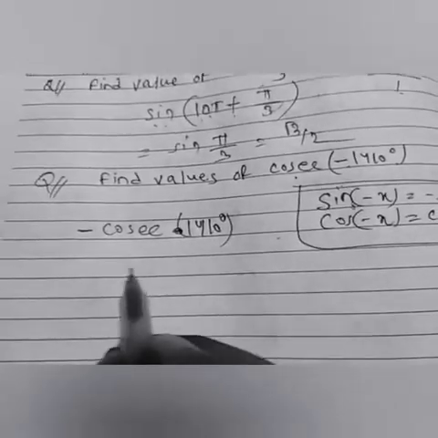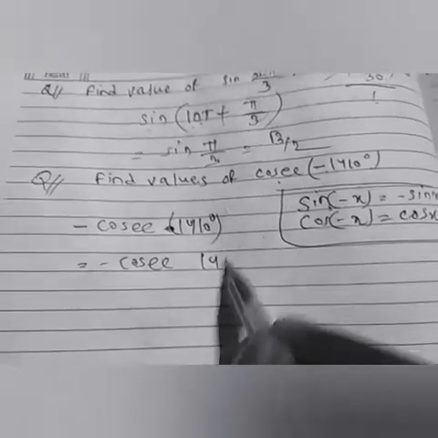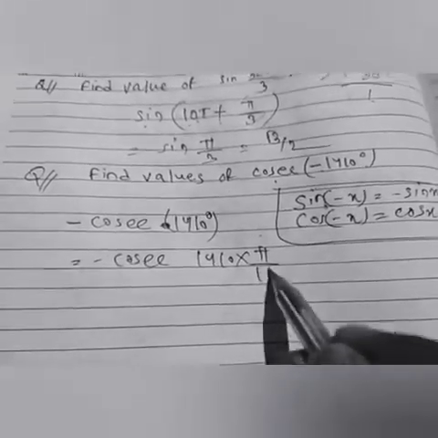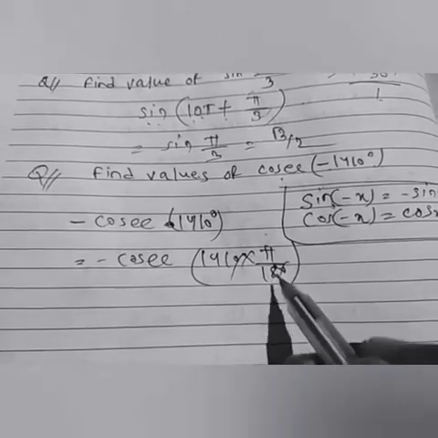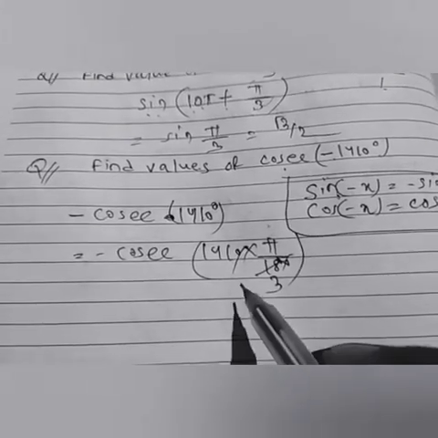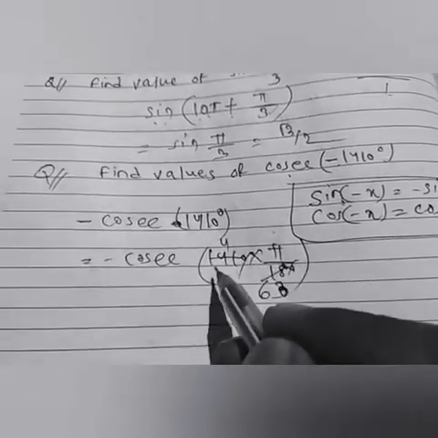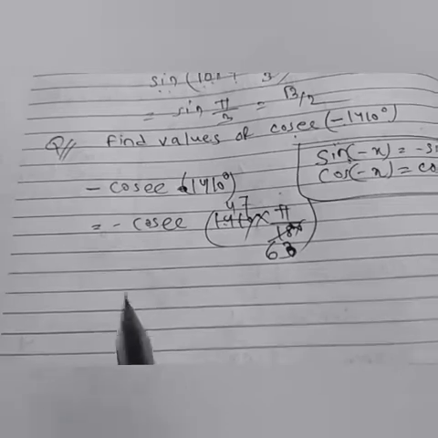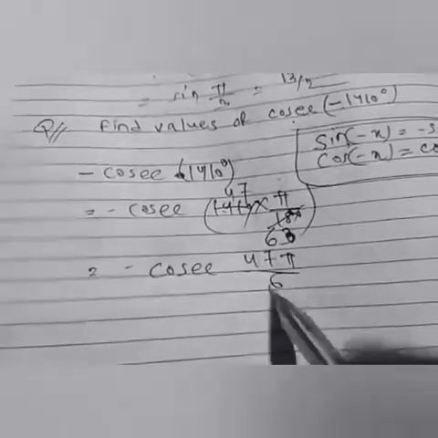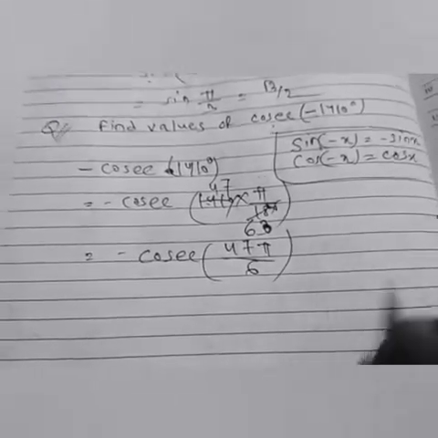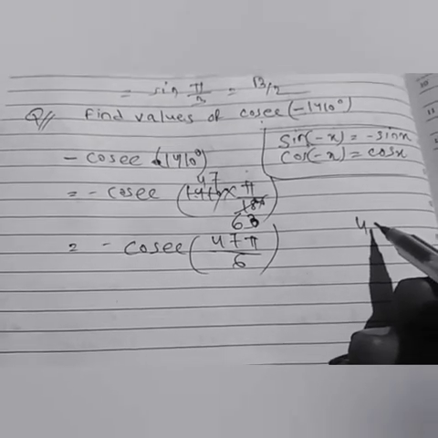So minus cosec of 1410 degrees. We can convert degrees into radians: 1410 times π/180. The zeros cancel. 4 times 1 is 6, so 6 3s are 18, then 3 4s are 12, and 3 7s are 21. So minus cosec 47π/6. As in the previous formula, always try to write it as a multiple of 2π, either plus or minus.